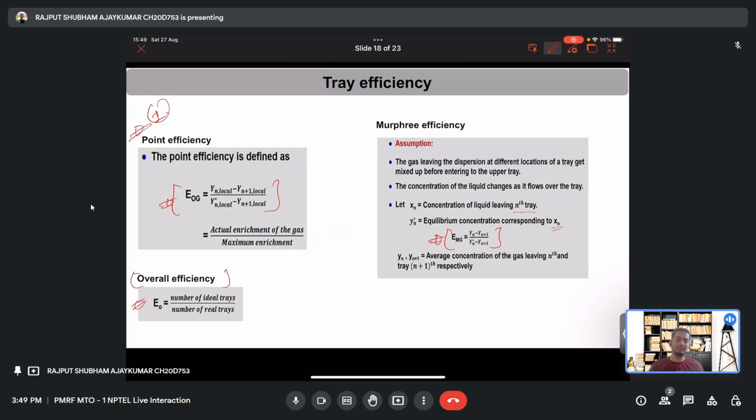The main thing we are going to focus on is the overall efficiency as well as the point efficiency. But in some of the questions, they will also give you a Murphy point efficiency and let you calculate the overall efficiency from the same. So all these three formulas are important and you must go through all of them. Once again, if you have not, please go to the lecture notes again and again and see what assumptions they have mentioned.